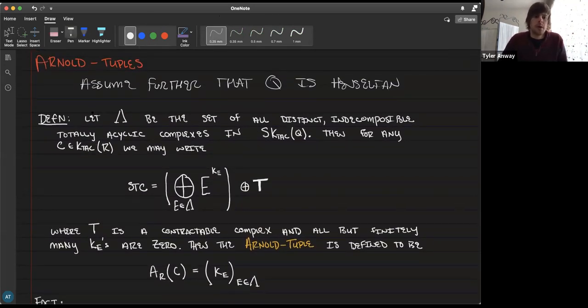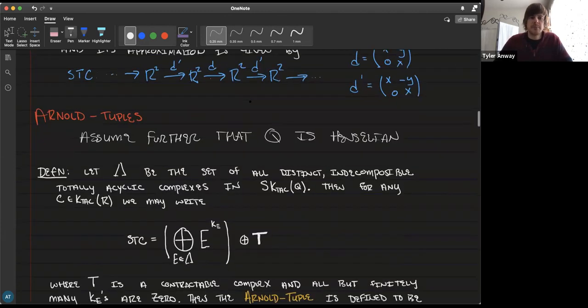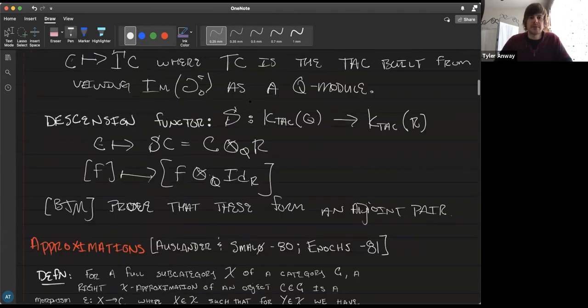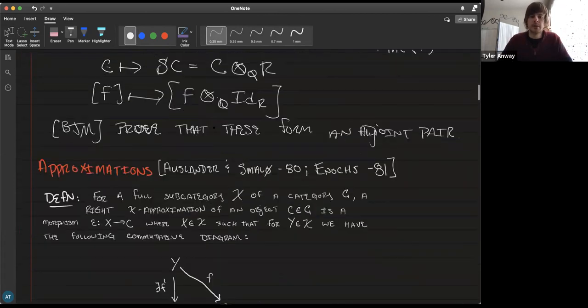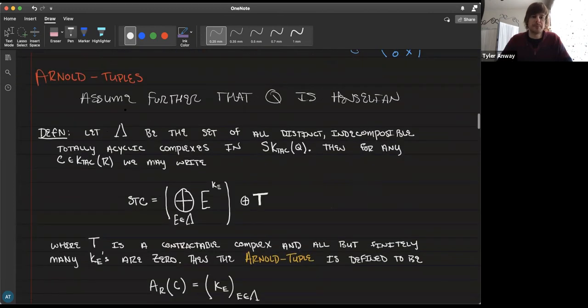So the first thing we're going to do is let lambda be the set of all distinct, indecomposable, totally acyclic complexes in the image of S. So already this is kind of meaty, but what I mean by that is by looking at this adjoint functor pair up here, if we take all the totally acyclic complexes here in Q and we map them down by S, right? And then we take that set and only look at the indecomposable ones. That's what I mean by this lambda, right?